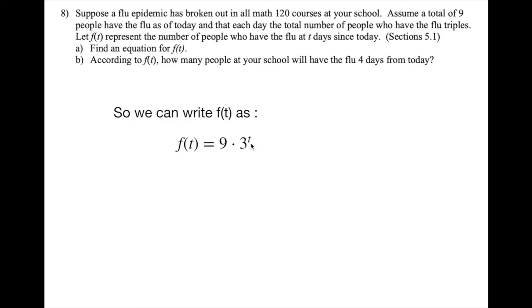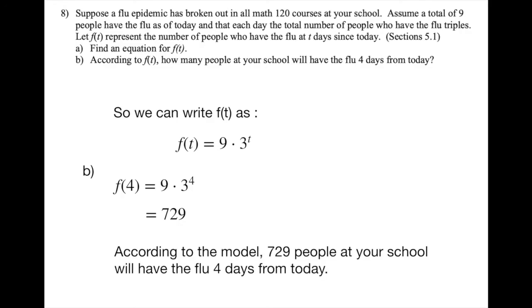That's part A. For B, how many people at your school will have the flu 4 days from today? So t equal to 4. F of 4 equal to 9 times 3 to the power of 4. This is 729 from the calculator. So you know that 729 people will have flu 4 days from today. That's part B.